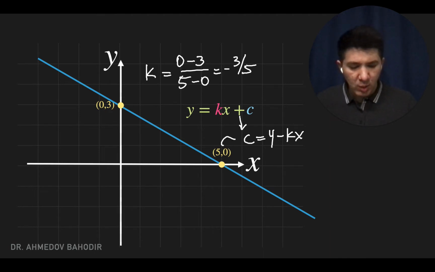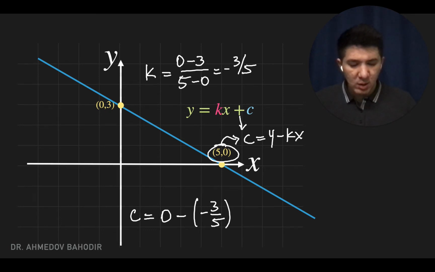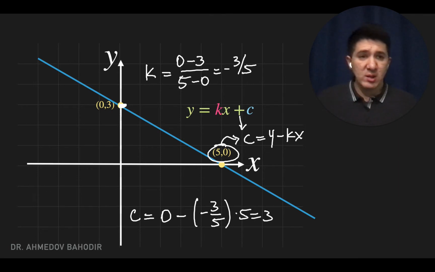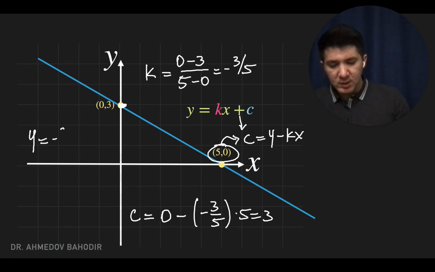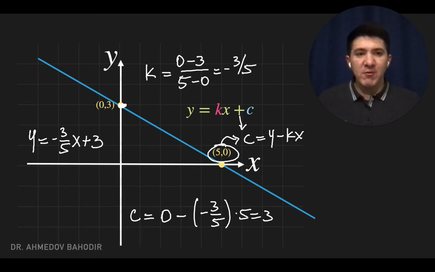So you can just substitute one of the points into this formula and figure out what c is. The c is going to be equal to the y coordinate of this point, 0, minus k, which we've just found to be minus 3 over 5, times the x coordinate of this point, which is 5. So it's going to be equal to 3. Actually, it is clear that c is equal to 3 because the line intersects the y-axis at this point, at 3. So the equation of the line is going to be minus 3 over 5 times x plus 3. This is how we can figure out the equation of a line which is passing through 2 points.